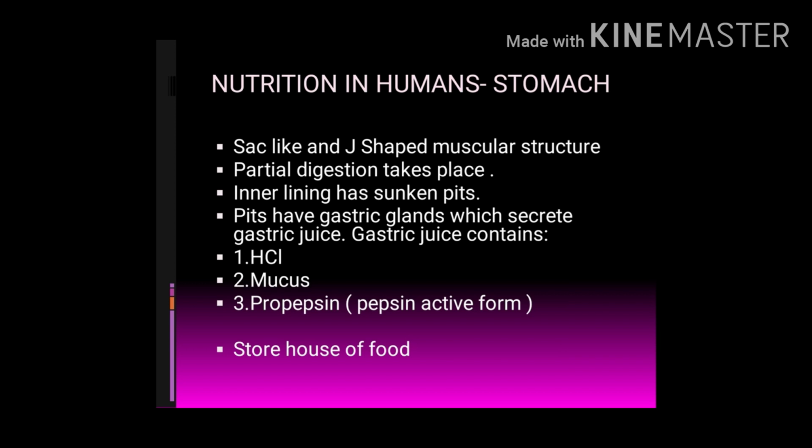Inner lining of the stomach has sunken pits. The pits have gastric glands which secrete gastric juice. The gastric juice contains hydrochloric acid, mucus and propepsin, which is the inactive form of the enzyme pepsin. Stomach is also a storehouse of food.